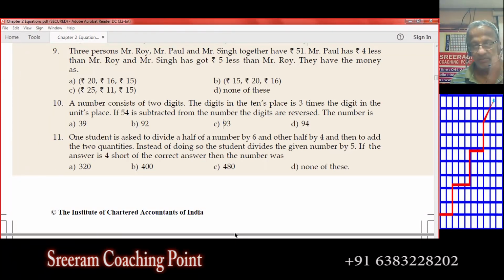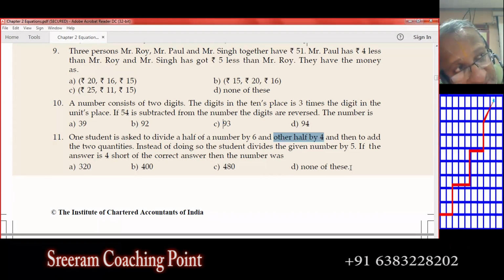A number is asked to be divided by half. That is, divide a half of a number by 6. Half of a number x, half x, shall be divided by 6. What is the answer? x by 12. The other half by 4: x by 8. Then to add the two quantities.